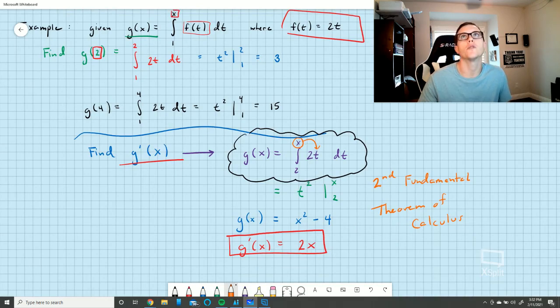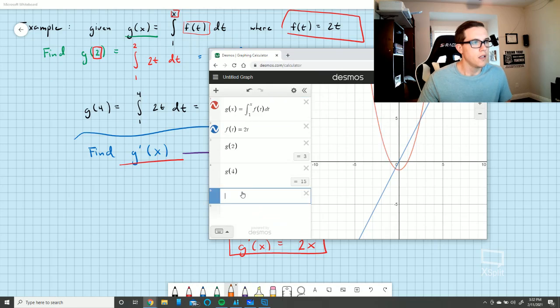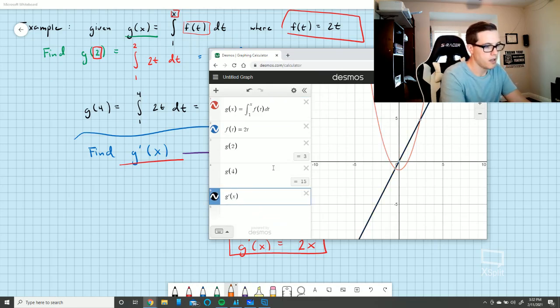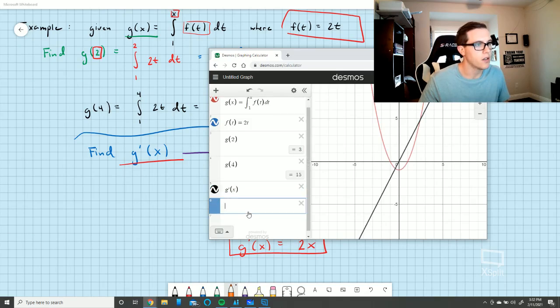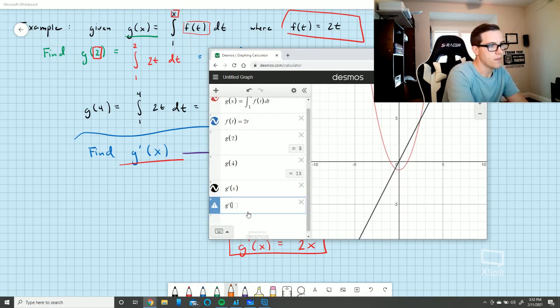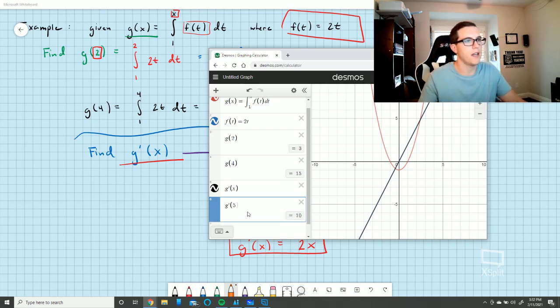So bringing Desmos back into this, let's see if Desmos can recognize this. g prime of x should get you the same thing as the original. See that? And yeah, the derivative should equal f. At the end of the day, you're taking an integral or an antiderivative, and then you're taking the derivative of it. You should get back to where you started. So that means, like I said earlier, if I ask you to find g prime of 5, that should literally be the same as f of 5, which is 10.